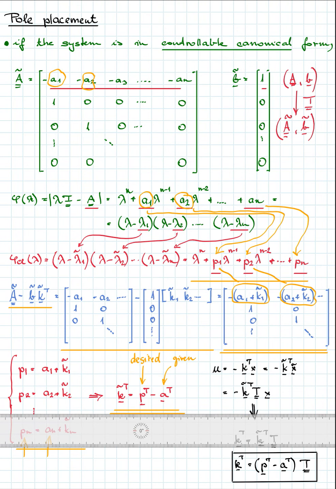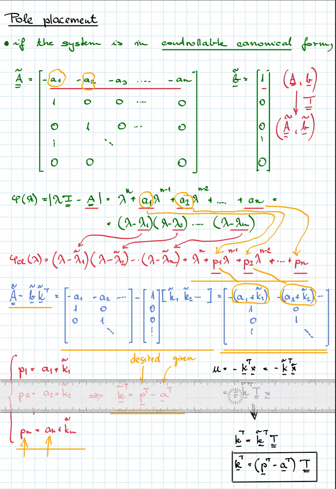Okay, let's go to the input of the system, which is u, and it is minus K transpose x. There is no tilde in this case, but it is equal to minus K tilde transpose multiplied by x tilde, because the system input is not changing when we use any kind of coordinate transformation.